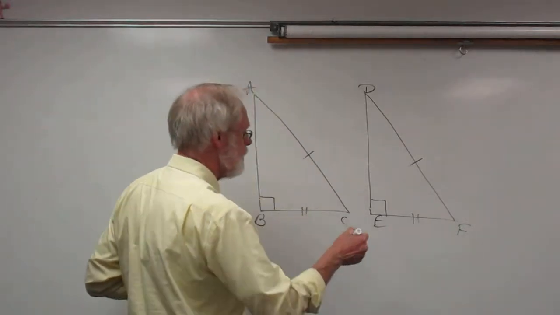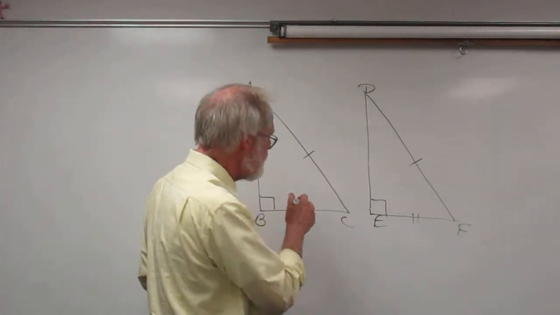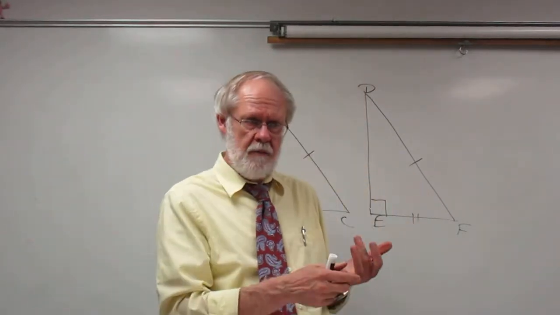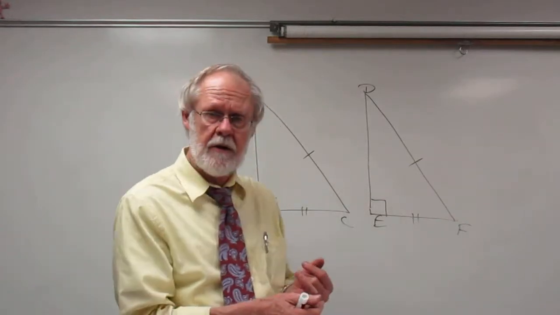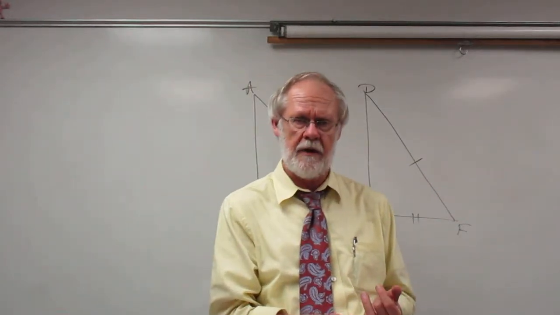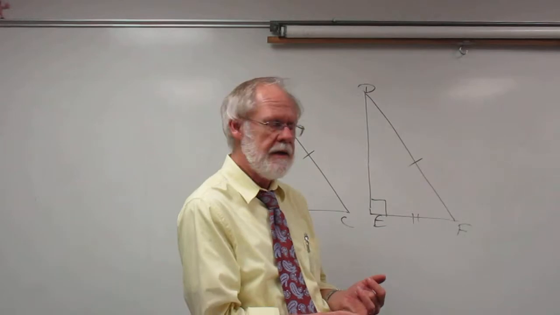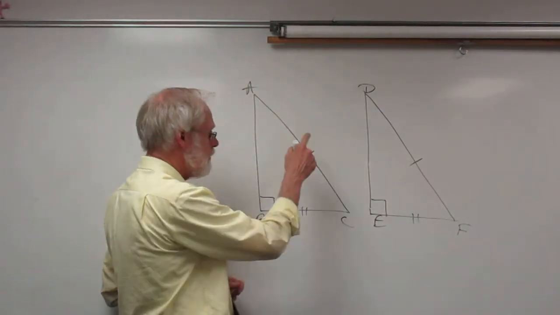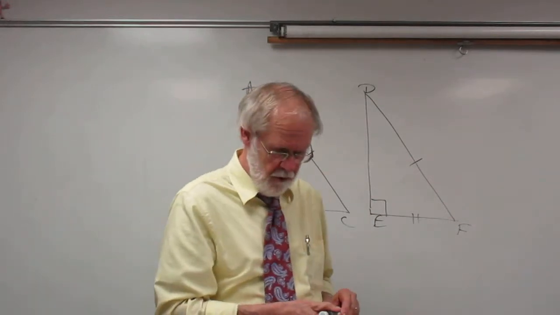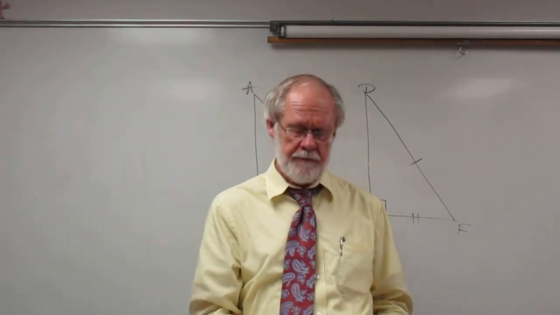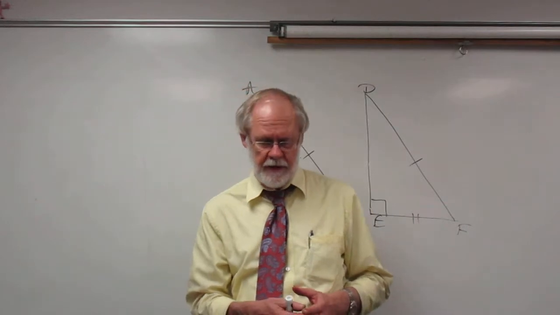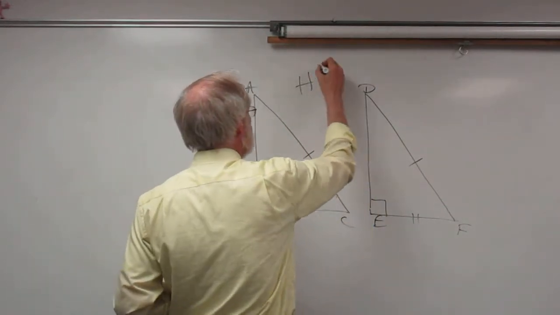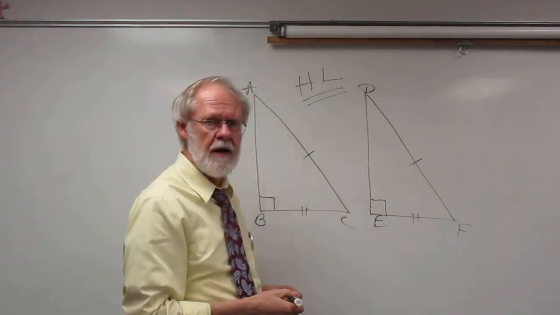You will notice that if you were to name this as one of the 3-letter names, like angle, side, side, side, side, or angle, angle, side, this would actually be angle, side, side. But as we've discussed before, angle, side, side is not a congruence. And you will find out more about that when we study trigonometry. In the meantime, this one is hypotenuse leg, or HL.